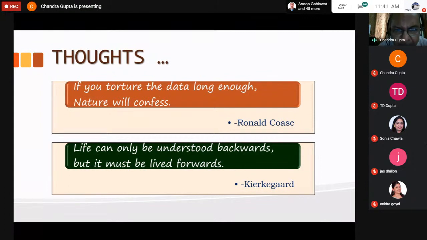Get only that which makes sense. Get only that which is supported by underlying theory. Otherwise, don't torture your data. That's what it says. If you keep doing it, kuch na kuch to hoga, lekin will that make sense or not? You have to take a decision about it. So be careful about when you start torturing your data.